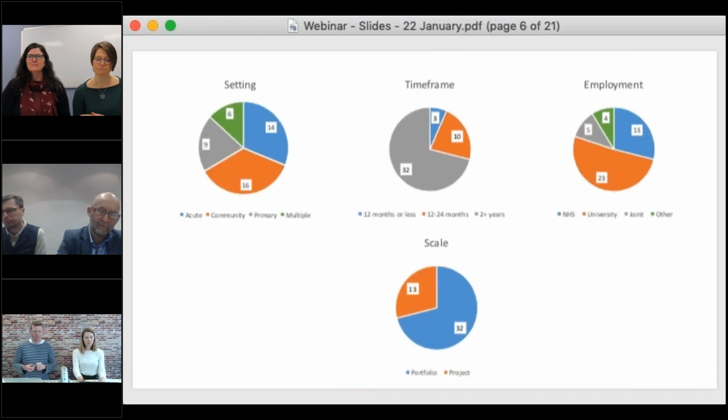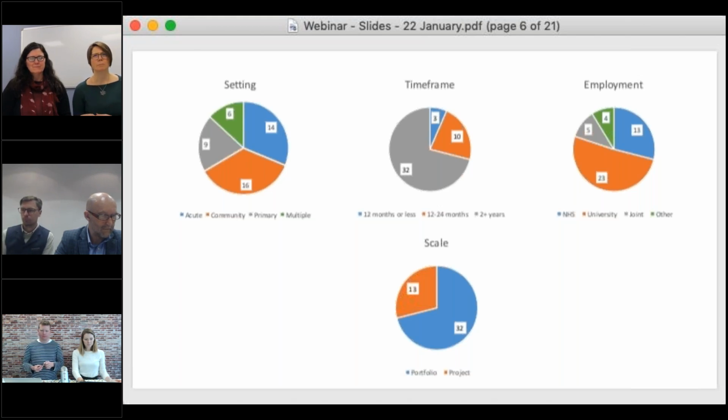Thank you. So, looking at this slide, we can see that the initiatives that we identified, those 45 initiatives, were fairly diverse. They were going on in a range of healthcare settings, ranging from community and primary care through to third sector or other organisations. And some initiatives actually didn't confine themselves to one particular setting, but worked across areas. So there were some initiatives that were working in acute and community settings, or community and primary care settings.